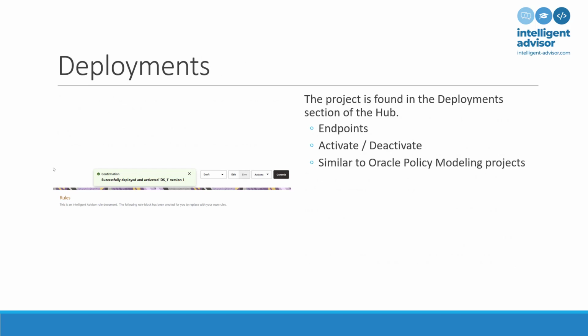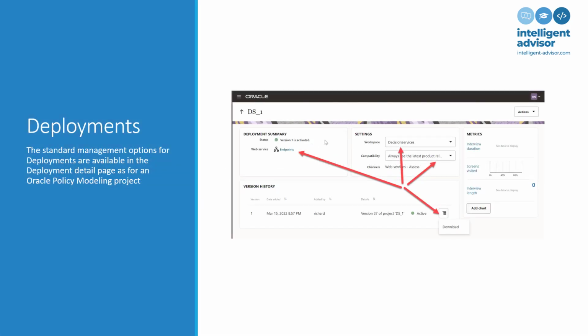When you deploy and activate, if you have permission, then you are pushing a new version to the deployment strand. From within the deployment page of the hub, you can view the endpoints of the deployment. You can activate it and deactivate it, very similar to Oracle Policy Modeling, or indeed any other project. So the standard management tools are available for your deployed decision service, just like they would be for any other project. You can download a JSON file, you can view the endpoints, you can change the workspace, and any other setting you can see on the deployment page. And you can view the metrics.